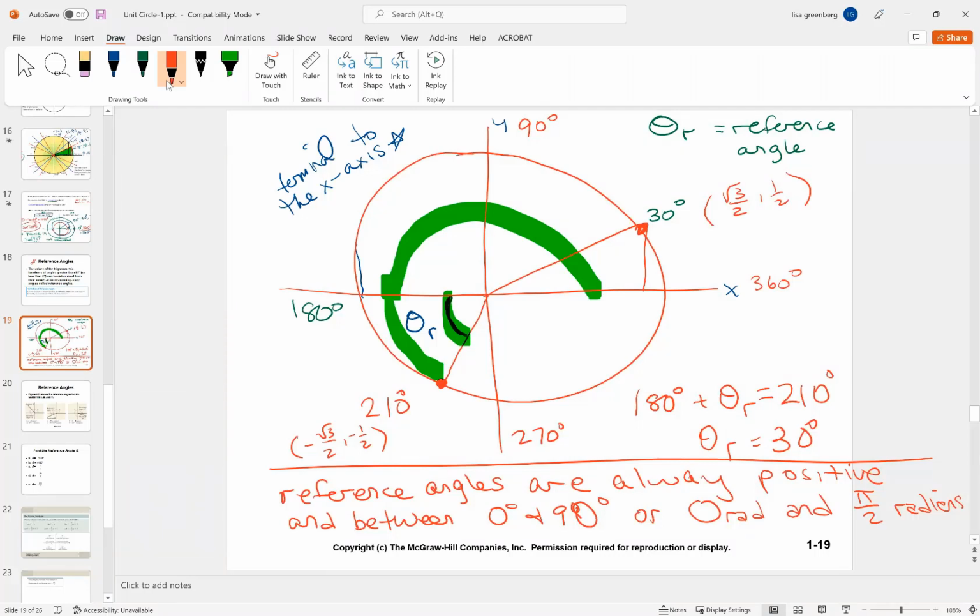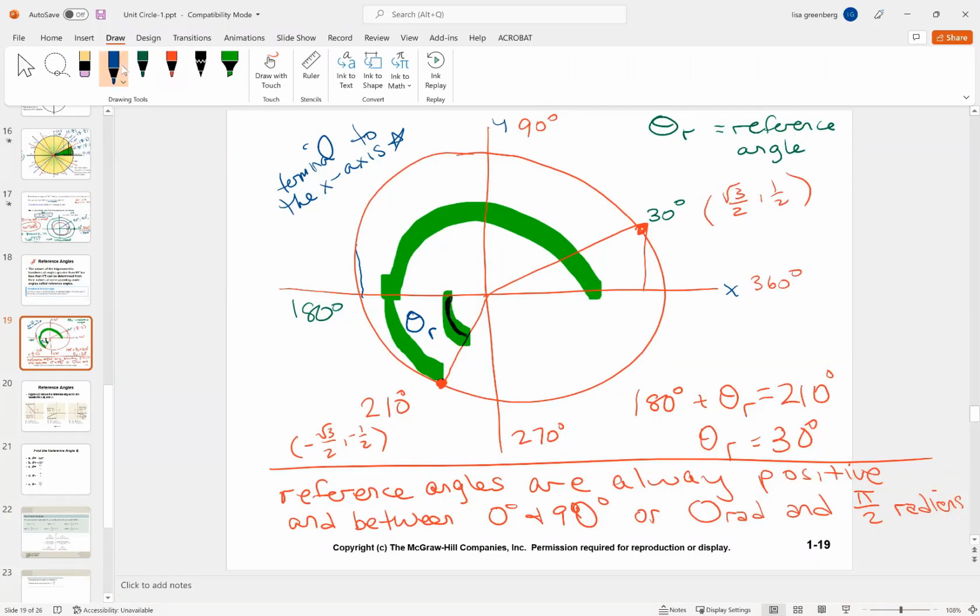What if quadrant 1 isn't the closest? It doesn't matter, because all my answers are always going to be between 0 and, like here, what was my answer? 30 degrees, wasn't it, for my reference angle? Yeah. And 30 degrees is in quadrant 1. Oh, okay, I see what you mean. I see. So always the reference angle.